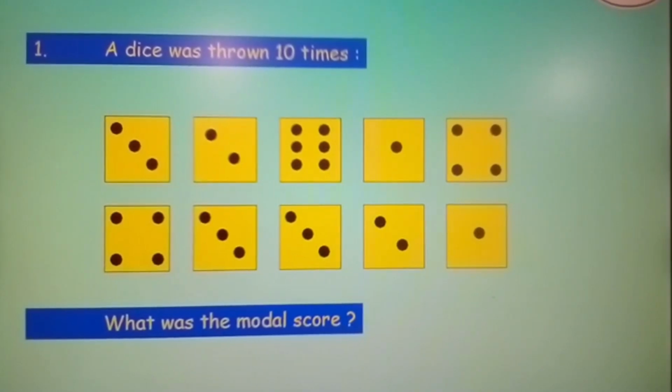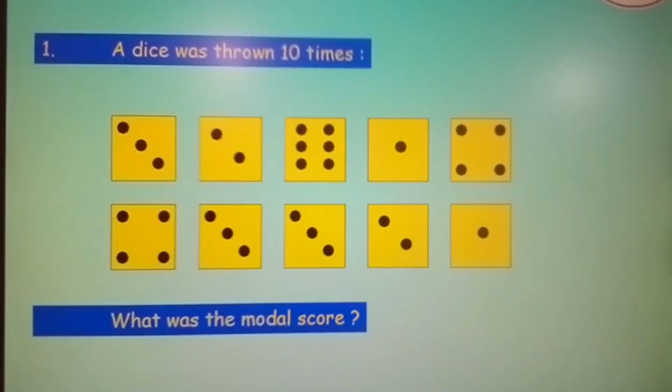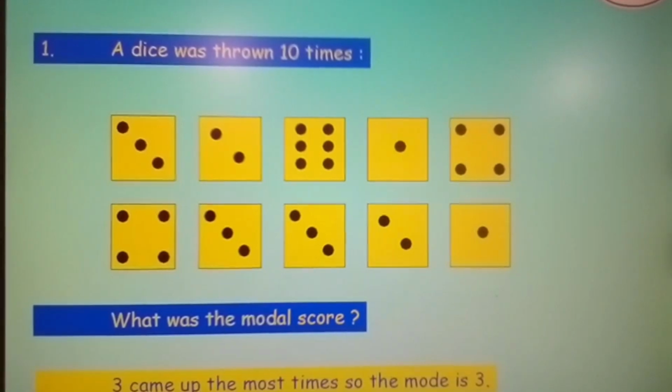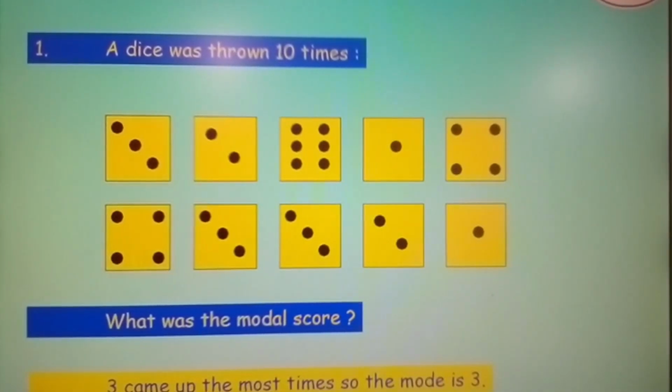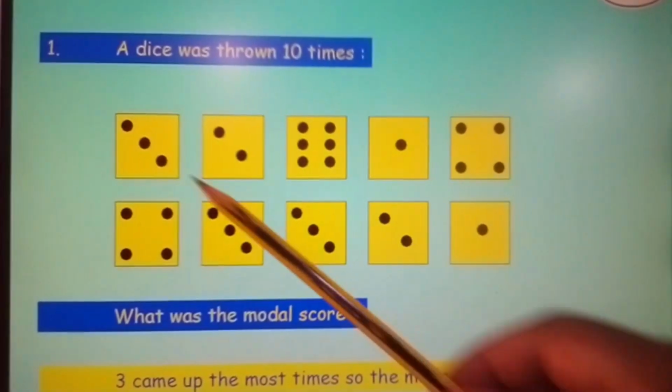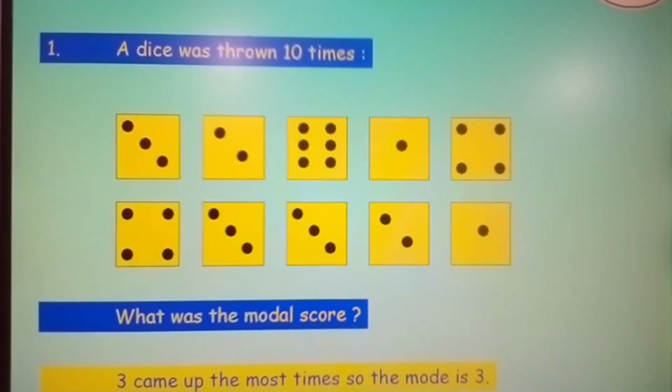And the modal score is 3. It came up the most times, so the mode is 3, okay? And you can have it 1, 2, 3 times here, okay?